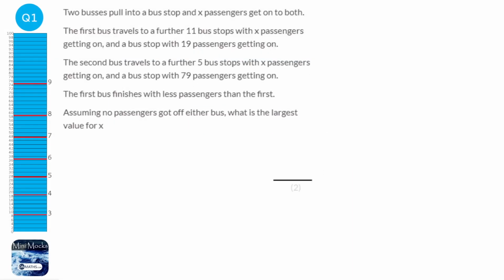So we're going to write an expression for the amount of people on the first bus. They've started with X passengers and gone to 11 bus stops with X passengers. So altogether that is 12X. So we're going to have the first bus, and so we've got 12X. And then on the last bus stop, 19 passengers get on.